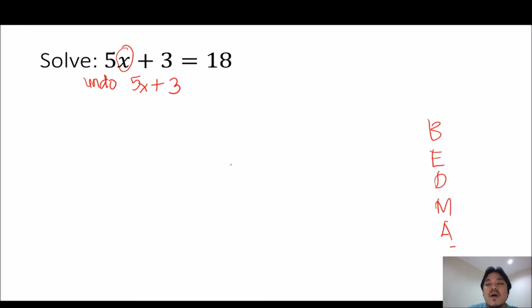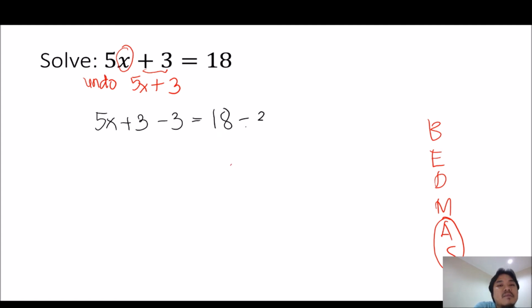Again, doing the reverse BEDMAS. To undo 5x plus 3, we will start with any terms containing addition or subtraction. In this case, we have plus 3. To undo it, we're going to subtract 3 on both sides. That gives you 5x plus 3 minus 3 equals 18 minus 3. So 3 minus 3 is 0, so we can cancel it out. What is left is only 5x. And then 18 minus 3 is 15.